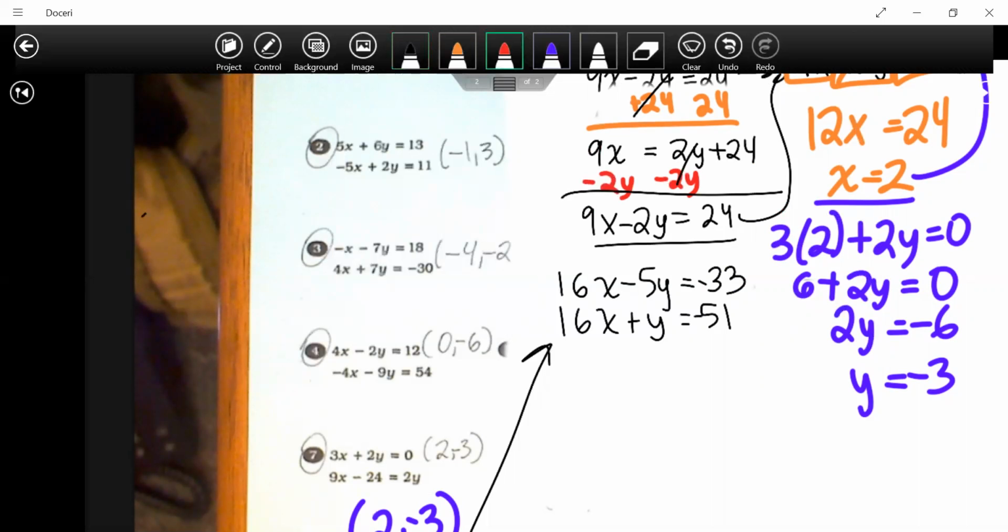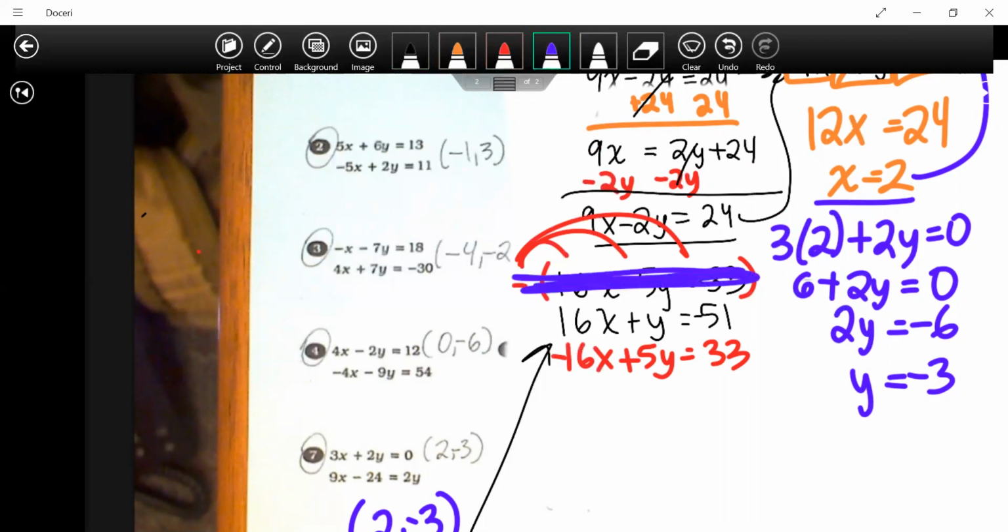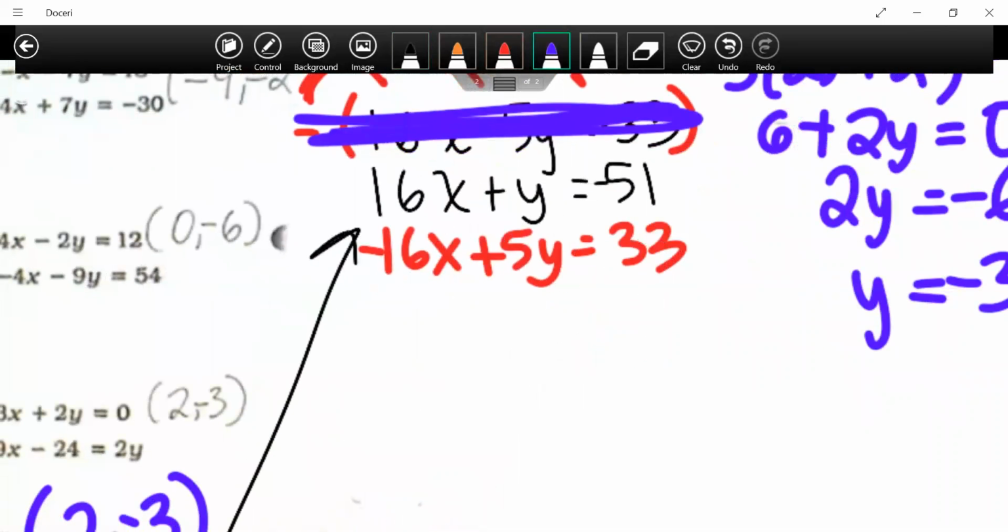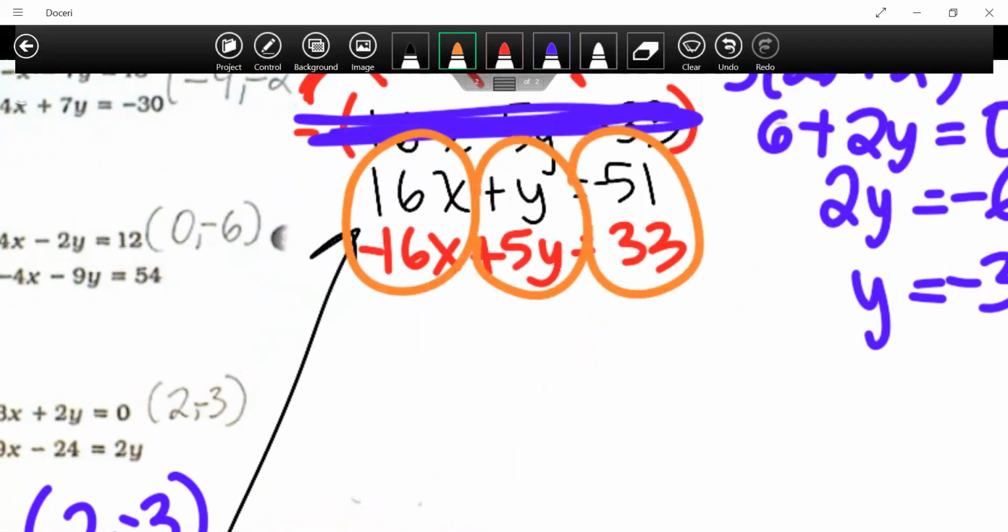So I'm going to multiply everything by negative. I'm going to rewrite it down below. This gives me negative 16x plus 5y is equal to plus 33. And now that I had that, I'm going to completely eliminate this one so I don't see it. Our other equations will work just fine. Now we have them in the correct columns, and we have opposites. So our 16 and 16 go away, leaving me 6y equals 51 and 33 does what?